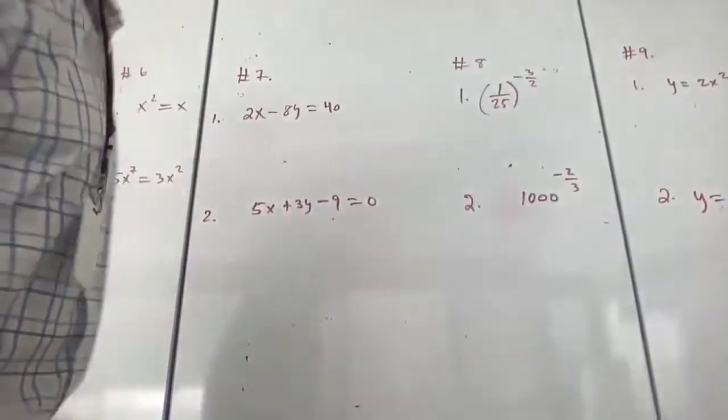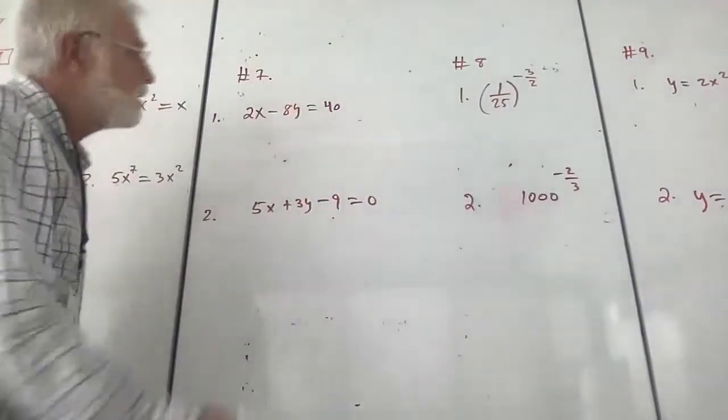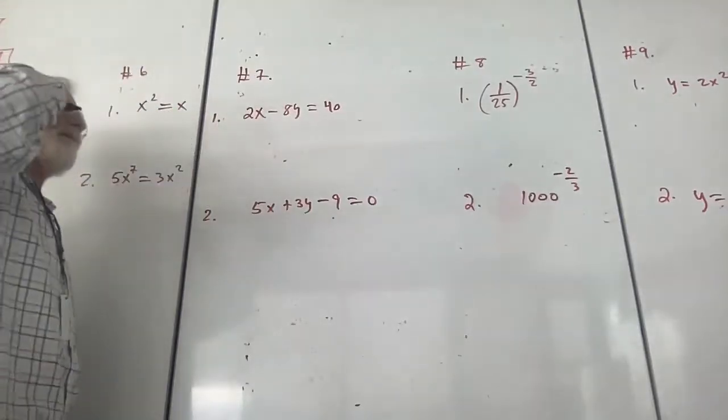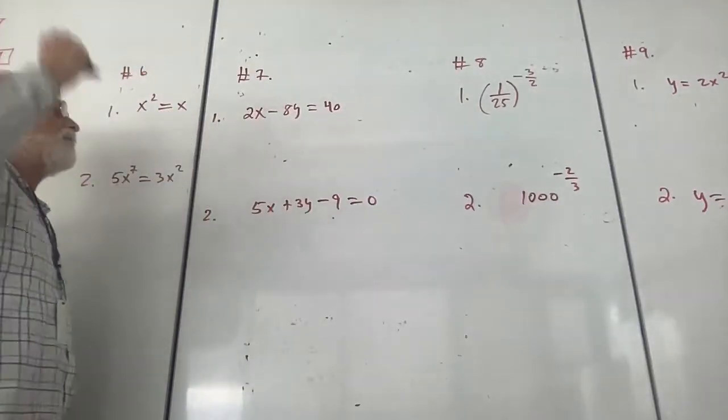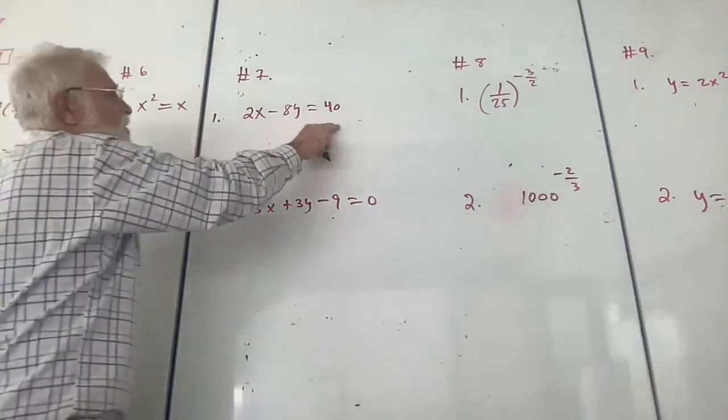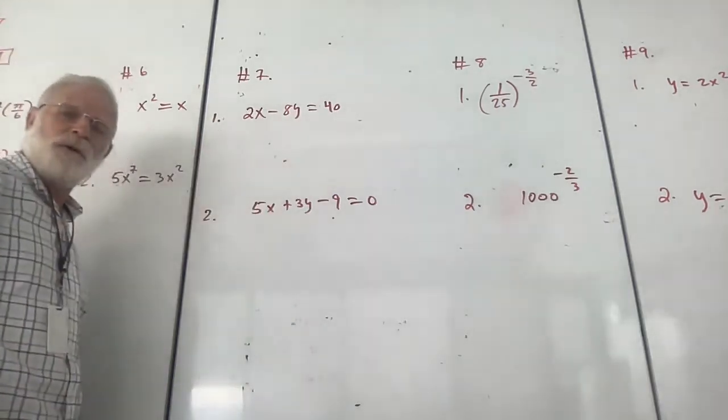Okay. Do you remember what you did a couple of days ago? 2x minus 8y. Well, I suppose if you're seeing this tonight, what you did yesterday. All right, this is called standard form. How do you sketch standard form?